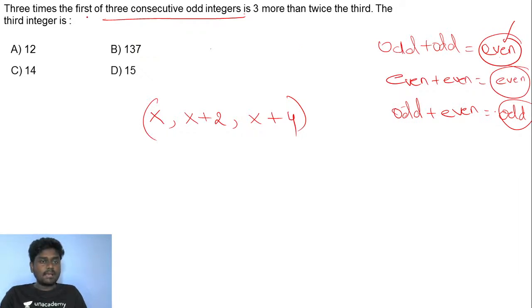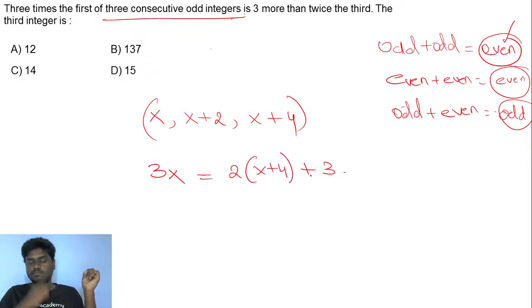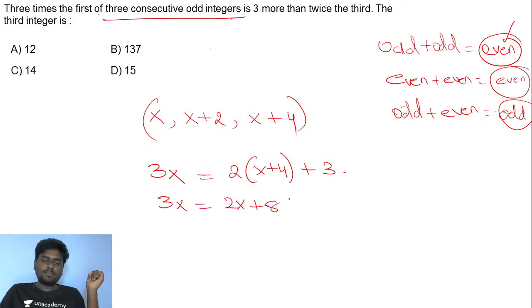And they say here 3 times the first of the 3 consecutive odd integers, that is 3x. 3 times the first, that is x, so we multiply by 3. So 3x is equal to 3 more than twice the third. Twice the third means twice of x plus 4, plus 3. So if you tackle this, you'll get 3x is equal to 2x plus 8 plus 3. So x is equal to 11.